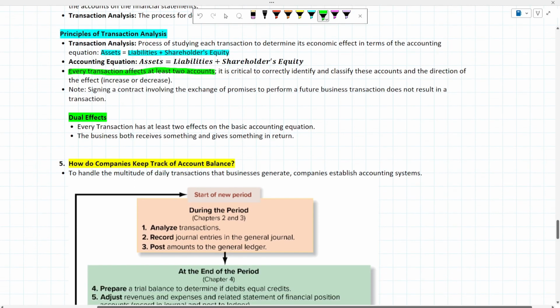So, dual effects: every transaction has at least two effects on the business accounting equation. This is what I highlighted here in green above. Every transaction affects at least two accounts. The business both receives something and gives something in return. So let's say a customer gives cash, which is an asset, to the company. That company now must give something in return, because there's a reason why that customer provided cash, and it was probably for a service or a product that it in return is needed to provide.